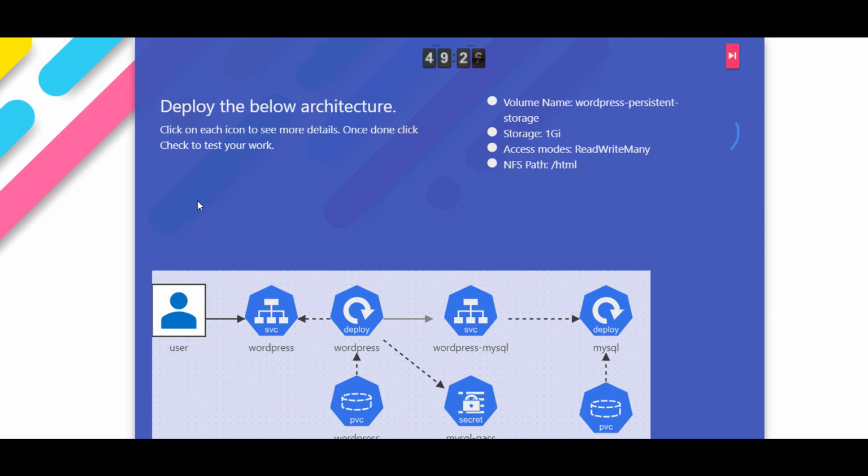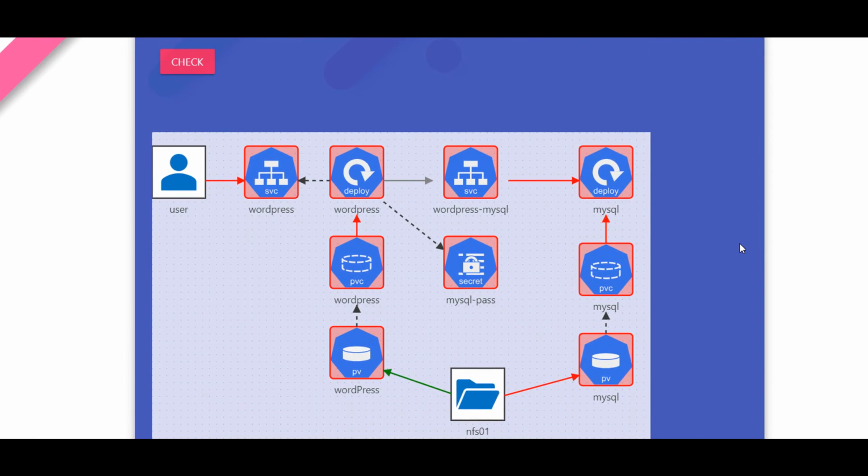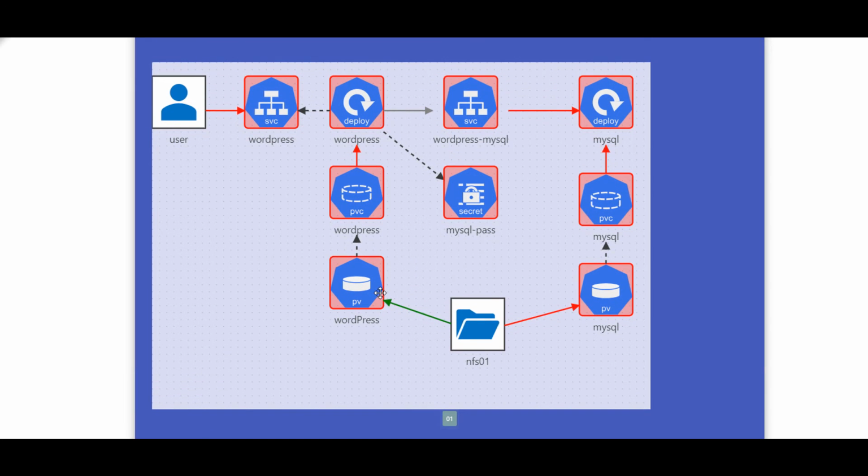So when you click on check, it goes out and runs a set of tests and it tells you what's been done. So I have all of these are red. So the idea is by the end of this challenge, everything must be green. So as you can see here, this is what I tried to create. And if you click on it, it's actually red even though the persistent volume exists.